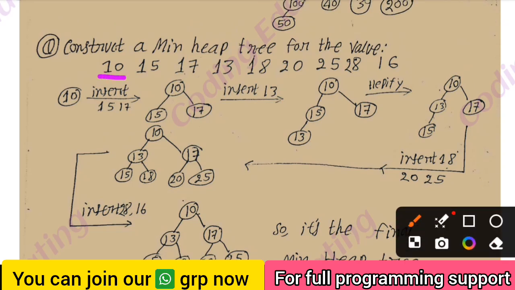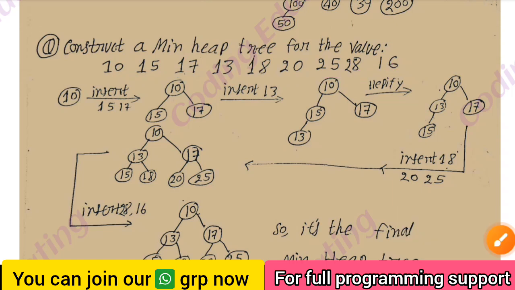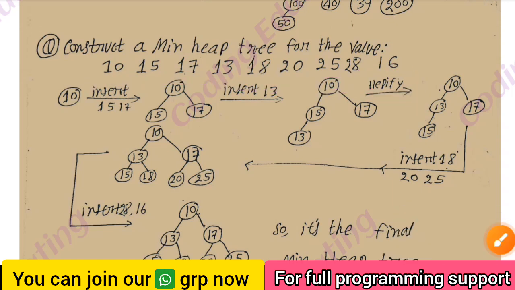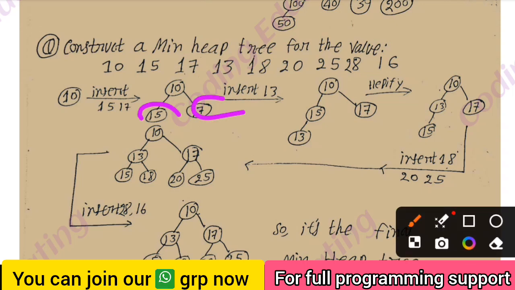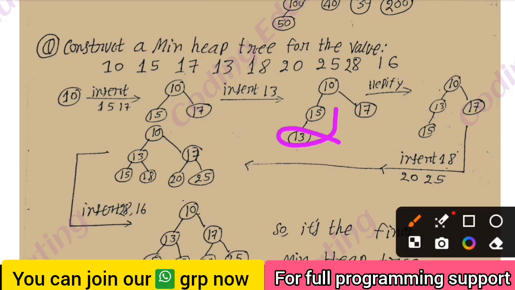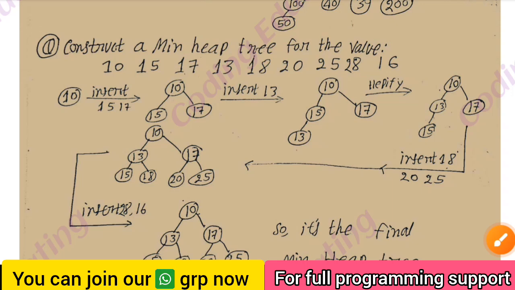You can see 10, 50, 17, 13, 18, 20, 25, 28, 16. At first you have to go left to right, that is why you write 10. After that insert 50 and 7, 15 and 17, okay. 10, then 15 and 17, this is a minimum heap tree, okay. Insert 13, if you insert 13 in the left subtree of 15, then you have to heapify, then 13 is in the 15 position and 15 is in the 13 position, and insert 18, 20, 25.